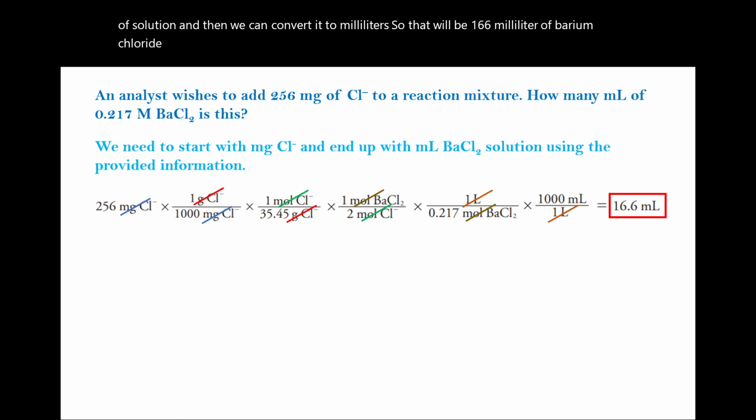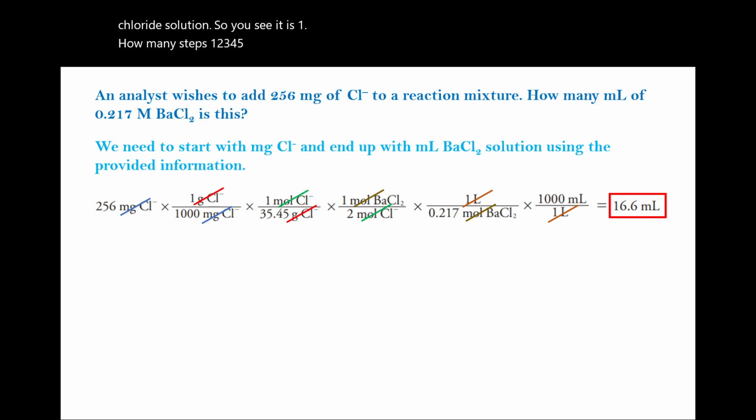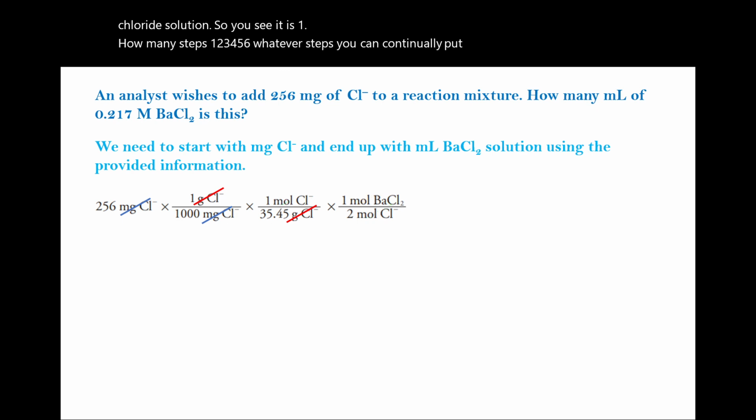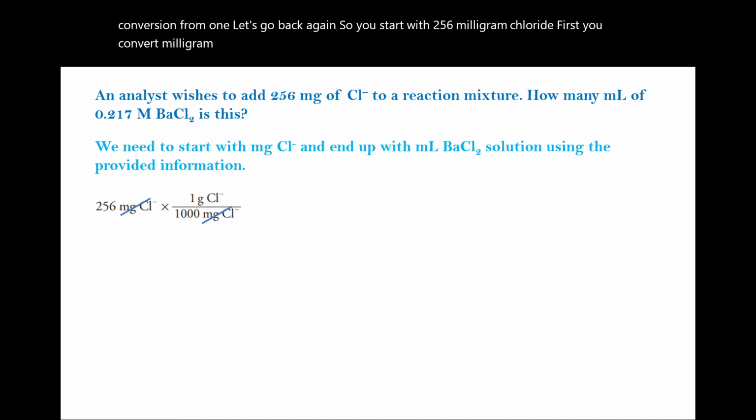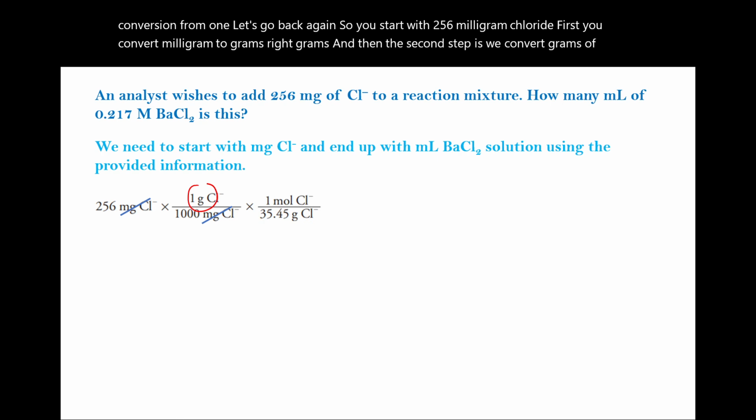So you see, it's how many steps? 1, 2, 3, 4, 5, 6, whatever steps. You can continually put them together. It's just conversion from one unit to another. Let's go back again. So you start with 256 milligrams of chloride. First you convert milligrams to grams, right? And then the second step is we convert grams of chloride to moles.